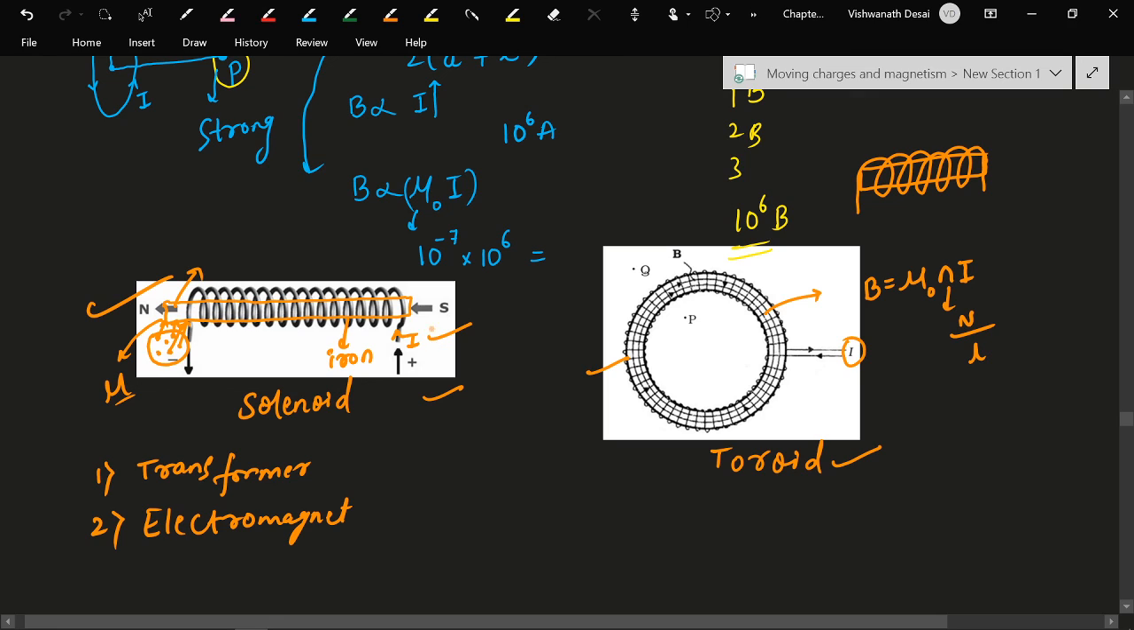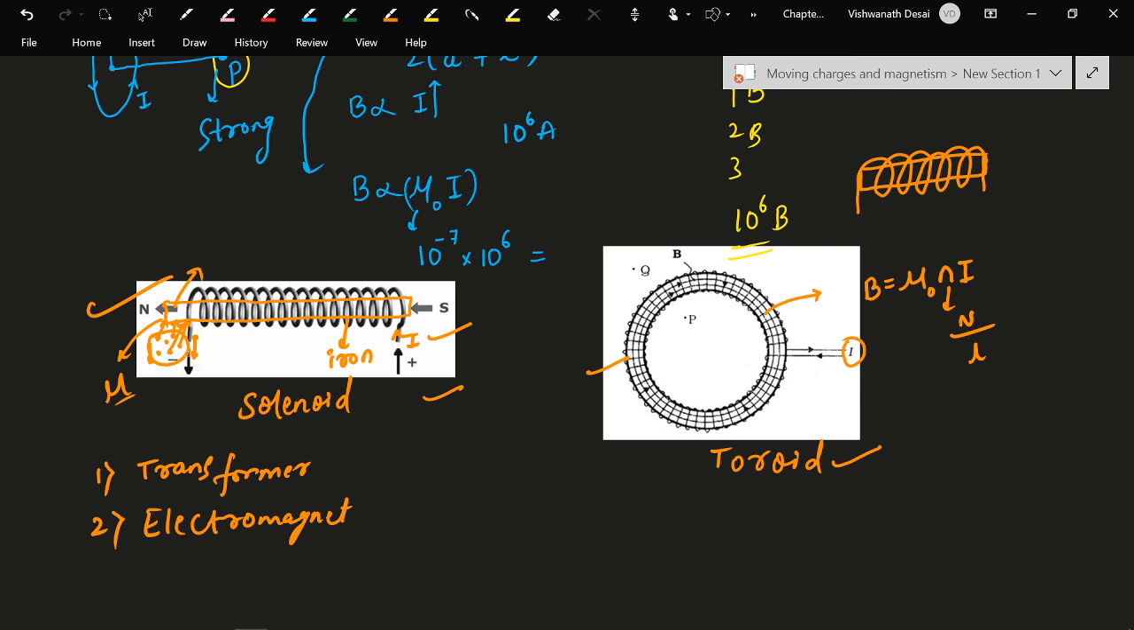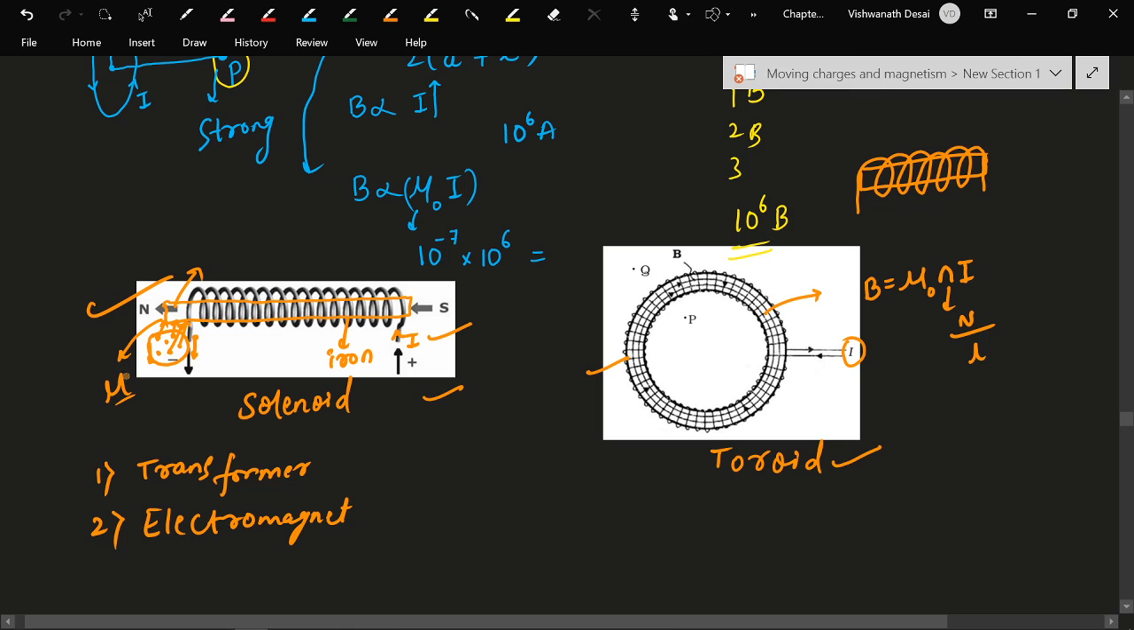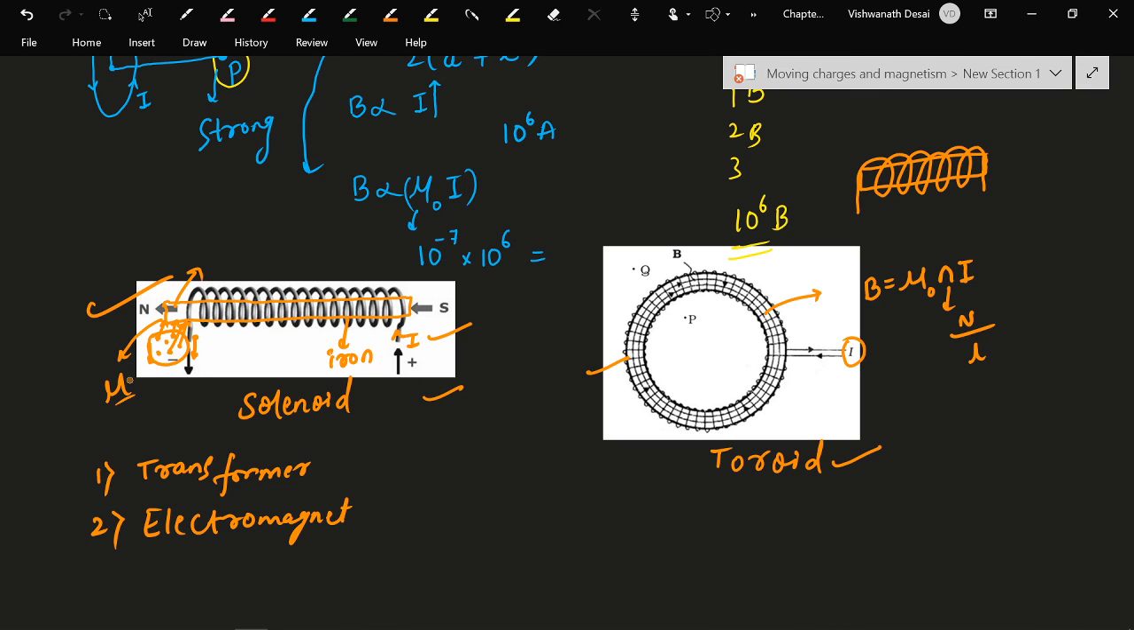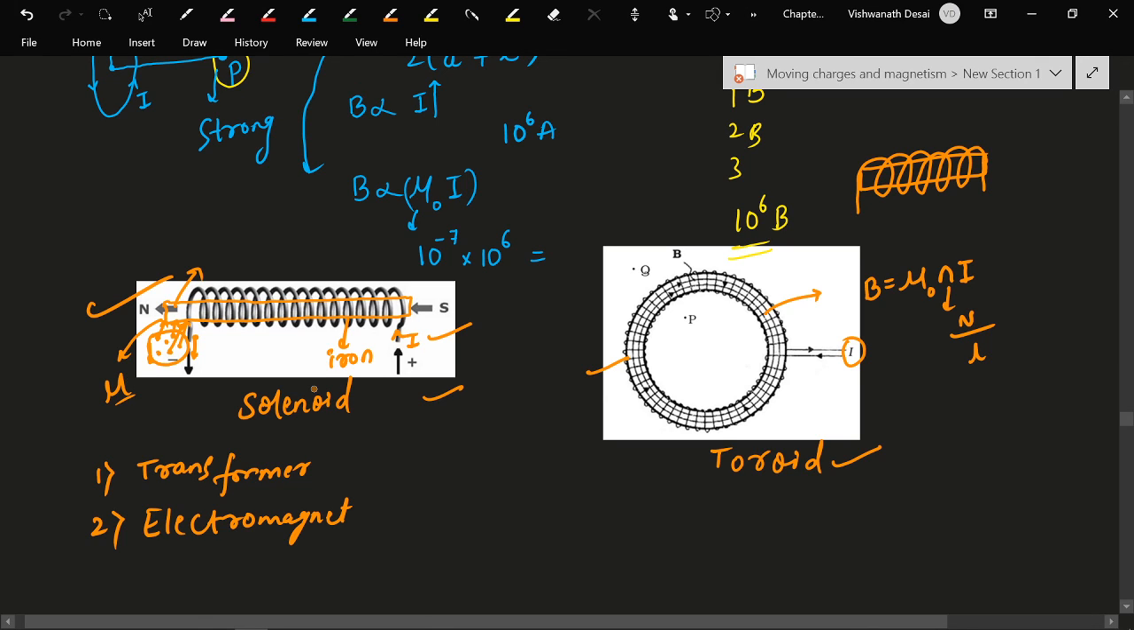Now immediately if you stop the current, these iron materials that were attracted will fall down. So when current passes, it becomes magnetized. When the current is stopped, it is demagnetized. So that is called an electromagnet, and we are using these solenoids in medical clamping equipment. The same principle is applied over there, and we use it in automotive gearboxes, and simple locking devices. Many more applications are there based on the solenoid and toroid.